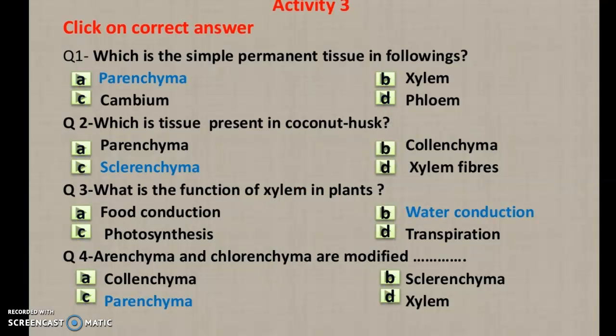And the answers are: answer number 1 is parenchyma. Answer 2 is option C, sclerenchyma. Question 3, the answer is water conduction. And the answer for number 4 is parenchyma.